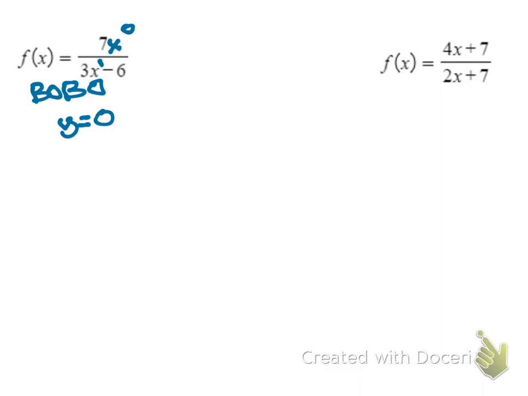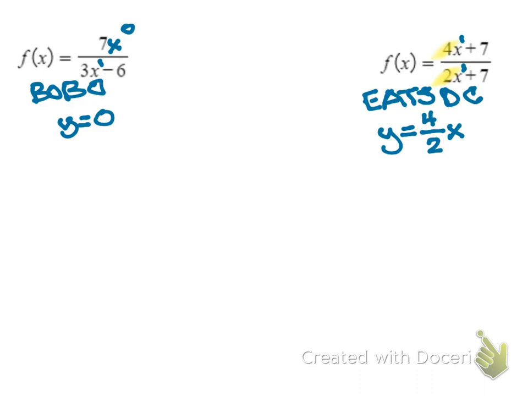On the second one, notice that we have the same power, right? They're both x to the first. So that is an exponents are the same, divide the coefficients. So what are the coefficients? Well, our coefficients are 4 and 2. So y equals 4 over 2, so y is 2.